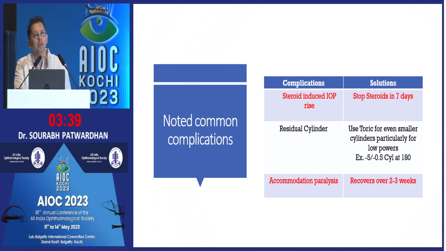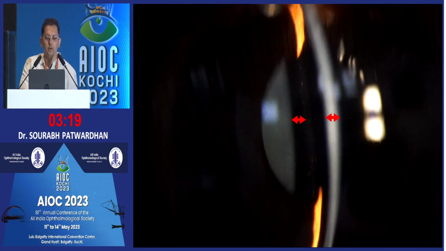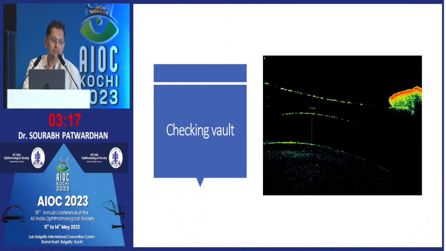Now, one of the common things noted after phakic IOLs, particularly in very high myopes, is that the patient may have accommodation paralysis. So generally, the patient will come back after a week and say that I cannot read clearly, though the distance vision is clear. What I have seen is that it recovers usually in 2 to 3 weeks. There is no need to worry. Just wait for some time and it will recover. So that has to be told to the patient.